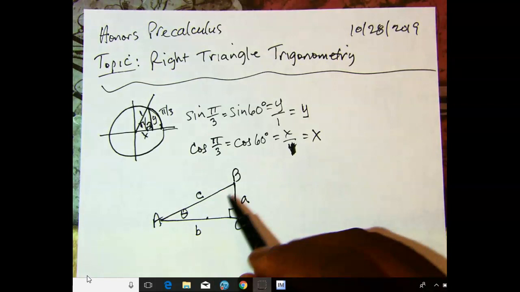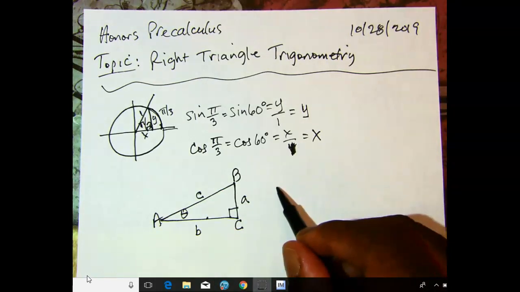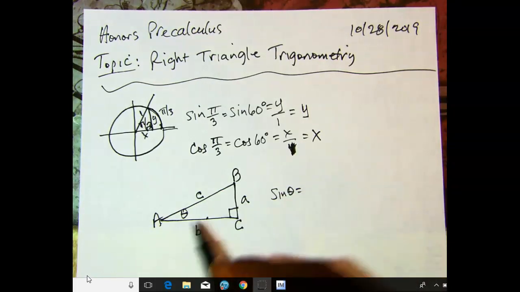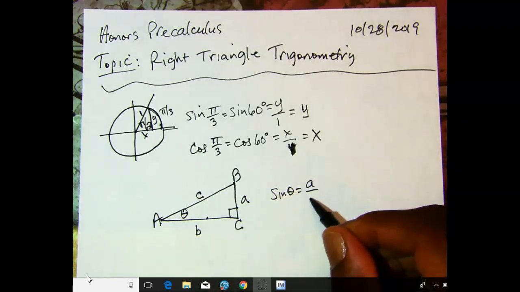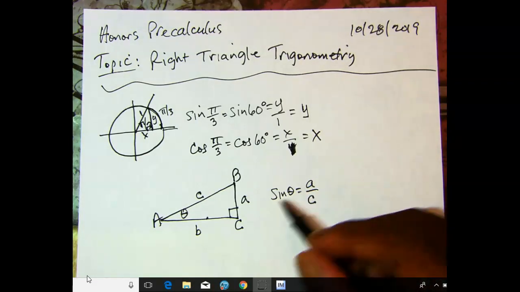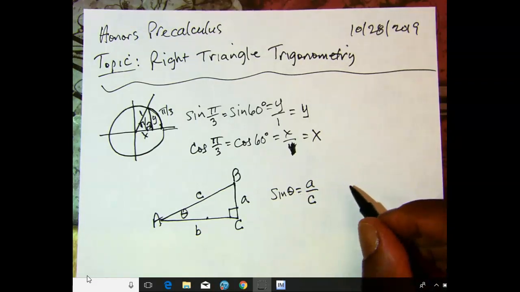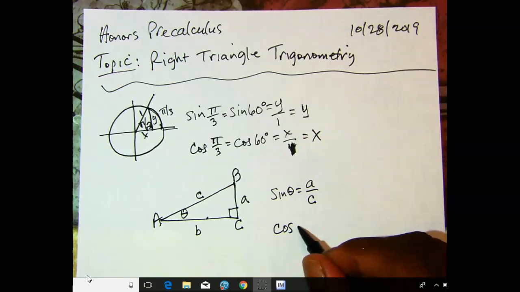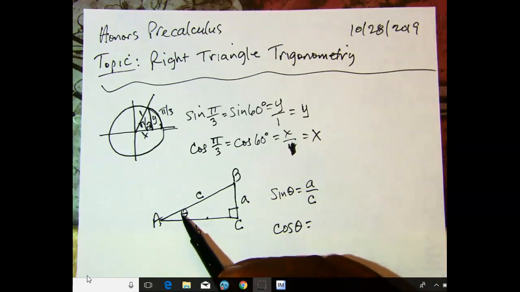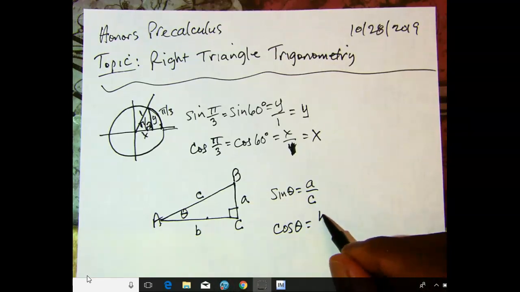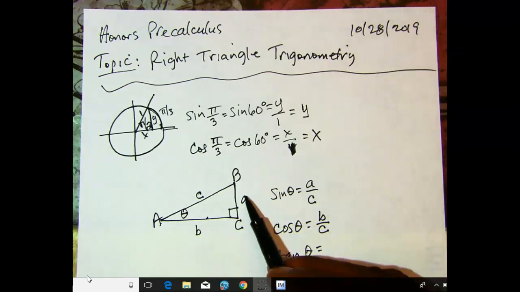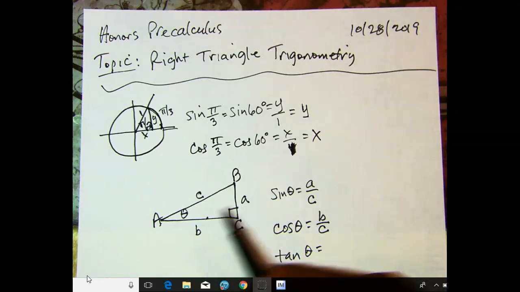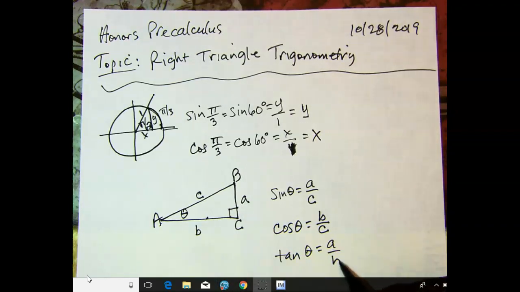Then from what we know from before, the sine of theta is the side opposite angle theta divided by the hypotenuse. So that's A over C. In this case, our hypotenuse is not necessarily 1. Cosine of theta is the side adjacent to angle theta, so that's B divided by the hypotenuse, C. And our tangent of angle theta is opposite divided by adjacent, so that's A over B.